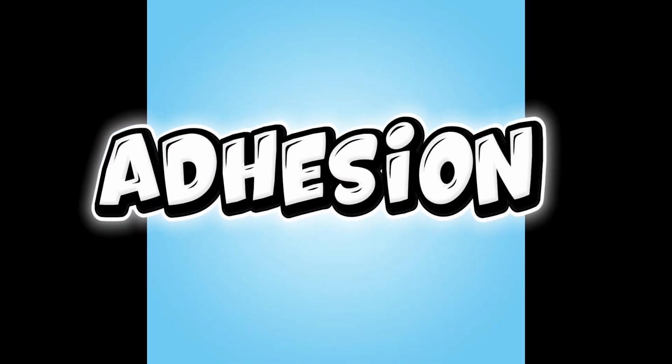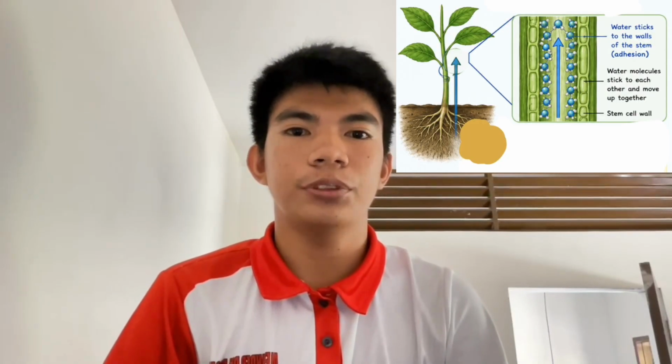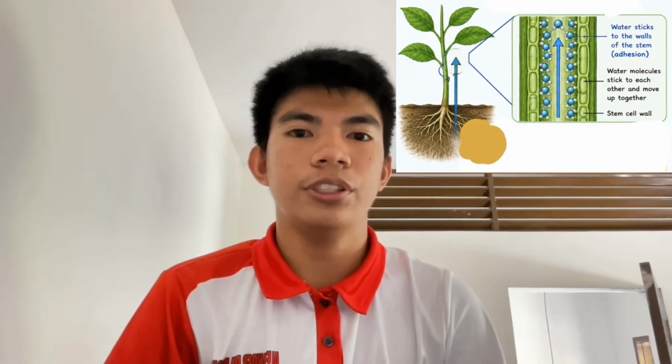First is cohesion. Water molecules stick to each other. This is why water forms droplets instead of spreading out completely. Second is adhesion. Water can also stick to other surfaces. This helps water move through the stems of plants from the roots to the leaves.